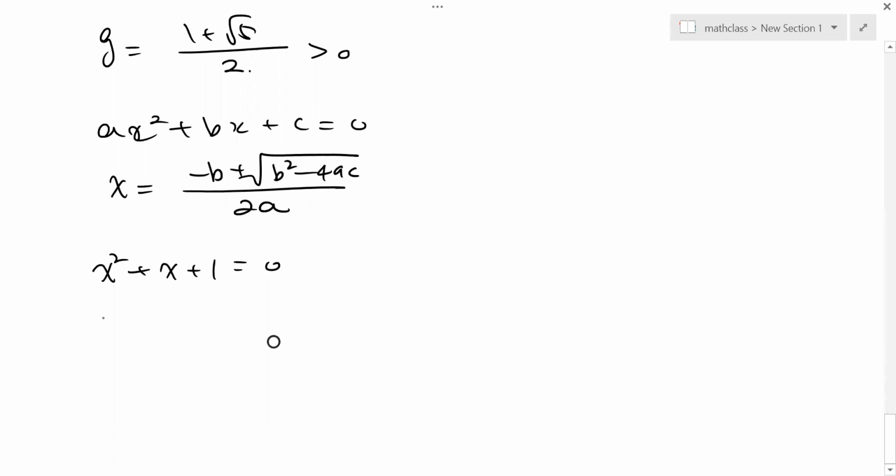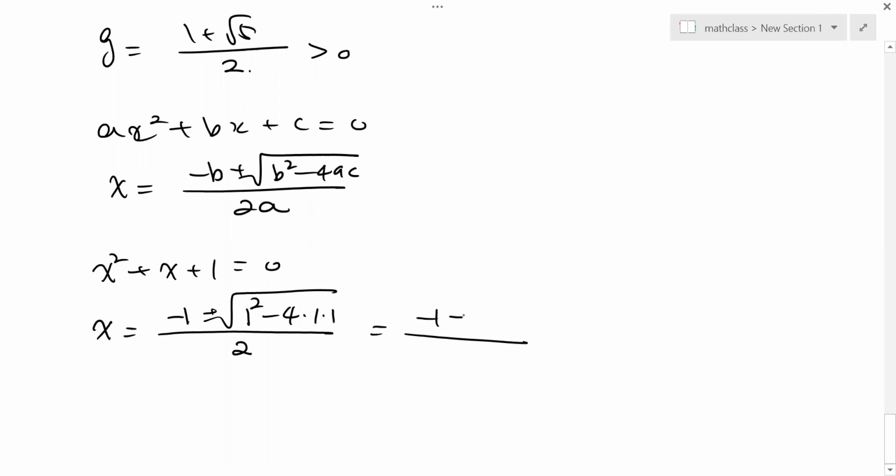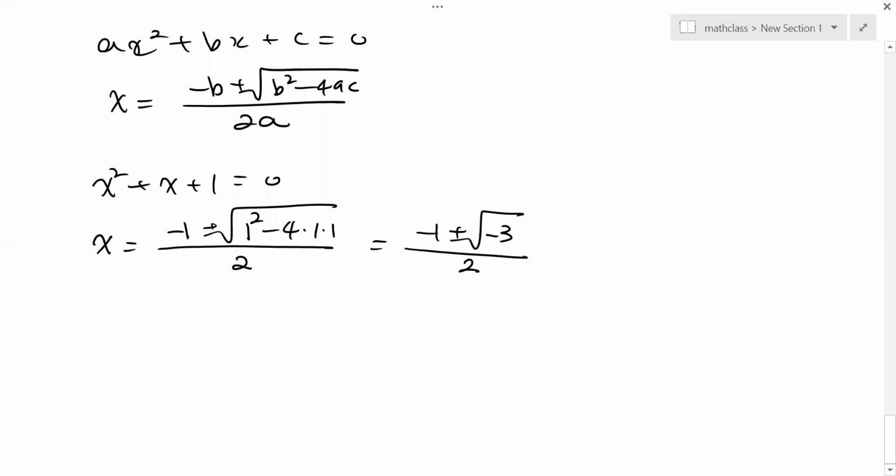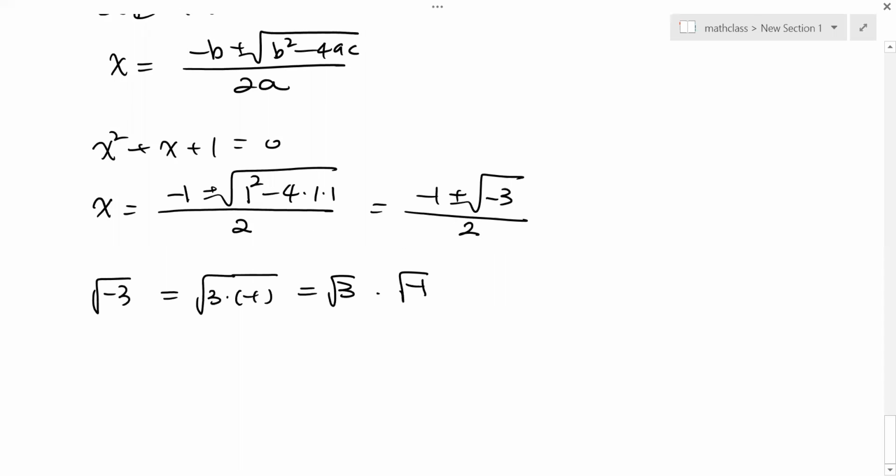what do I get? x is going to be 2 times 1 is 2, negative 1 plus or minus the square root of 1 squared minus 4ac. So I get negative 1 plus square root of negative 3. Now the question is, how do you define the square root of negative 3? Formally you can write square root of 3 times negative 1, and it can be square root of 3 times square root of negative 1. So the question is, how do you define the square root of negative 1? Okay, the square root of negative 1 is not a real number.